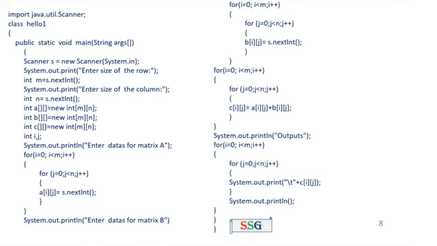Next, inside the for loop, we have to use System.out.print, with a tab key for spacing, c of i comma j. That means it prints all the columns of the first row. Then System.out.println gives a new line. Then it prints the second row and third row, like that. It prints all the rows and all the columns.